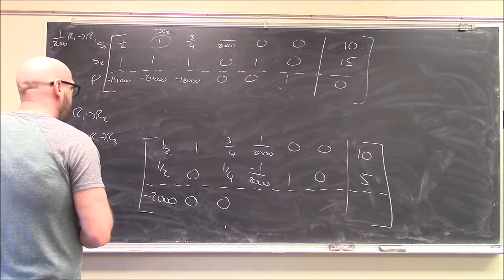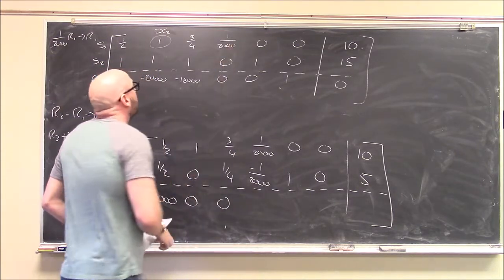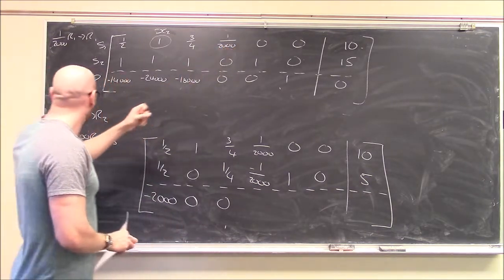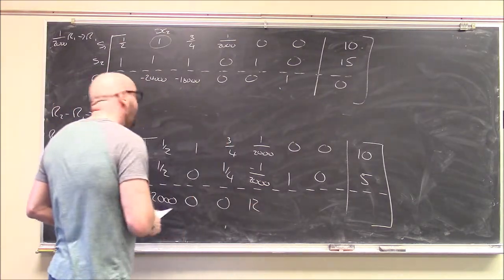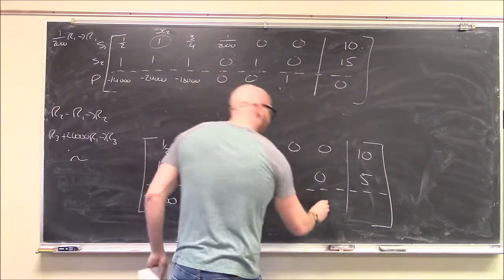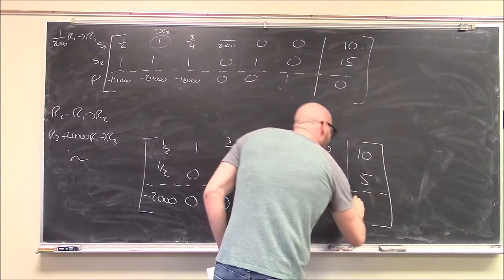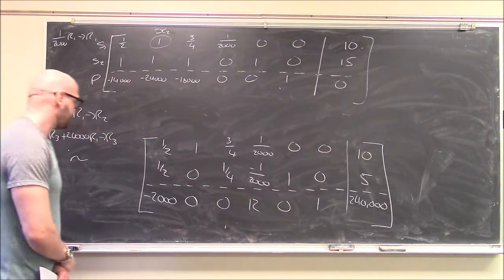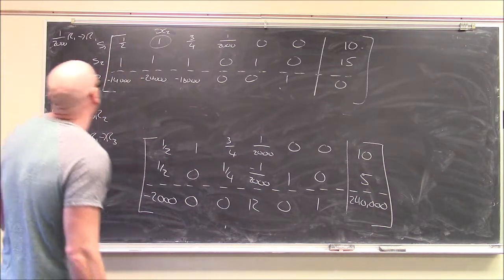Alright, what else? I've got 0 plus 24,000 times 1 over 2,000. 24,000 over 2,000 is 12. So 0 plus 12 is 12. 0 plus 24,000 times 0 is 0. 1 plus 0 is 1. 0 plus 24,000 times 10 is 240,000. Alright, row operation successful. One more thing to do.